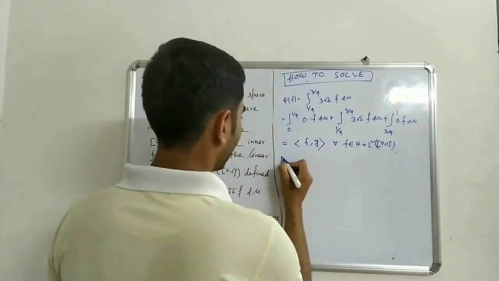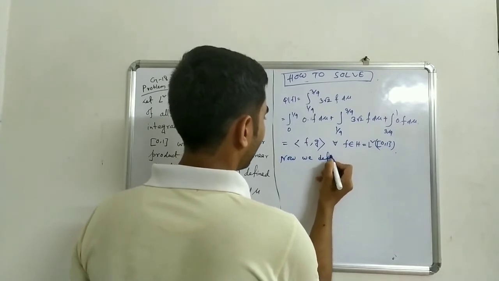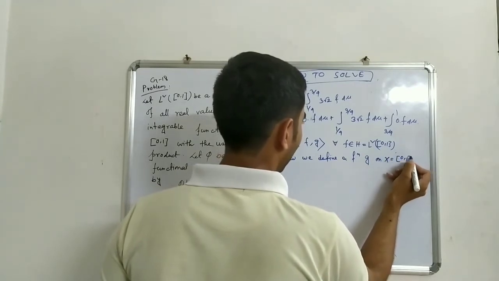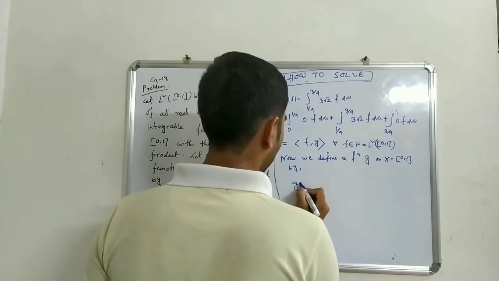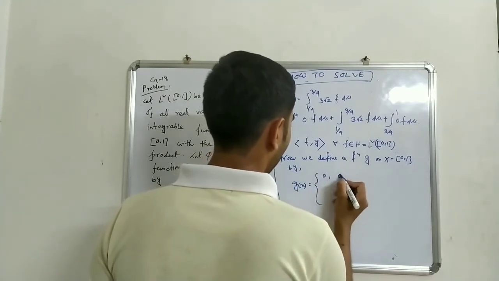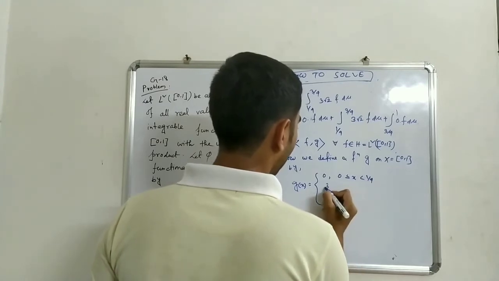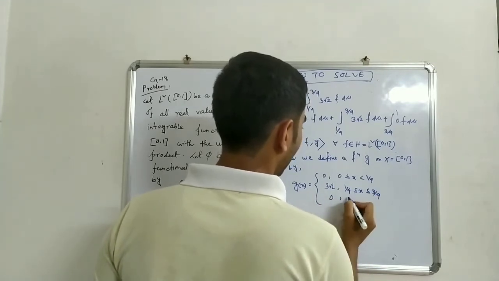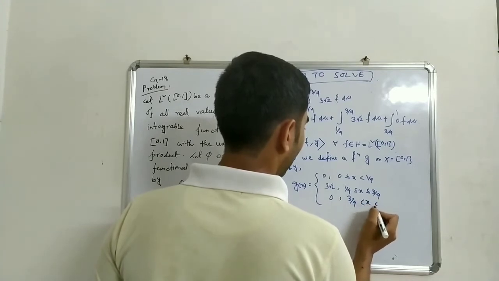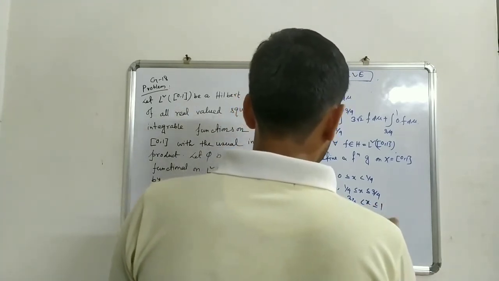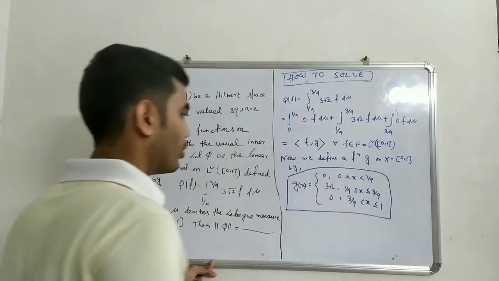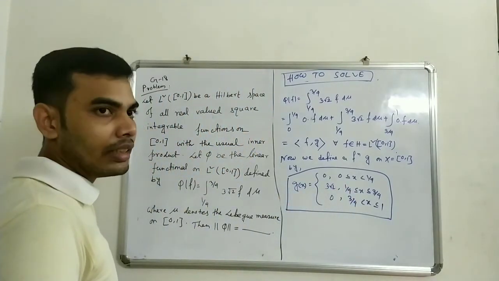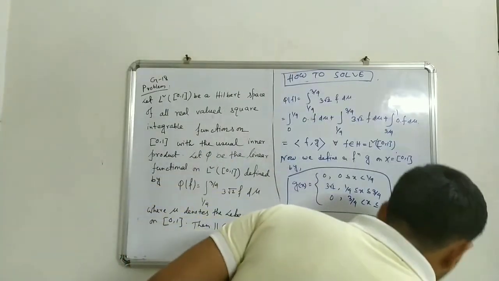Now we define a function g on x in closing interval 0 and 1 by g of x is equal to 0 for 0 less or equal to x less than 1 by 4, and 3 root 2 for 1 by 4 less or equal to x less or equal to 3 by 4, and 0 for 3 by 4 less than x less or equal to 1. So now you construct a function g of x on closed interval 0 to 1 in this way. Okay, now we have to find what is the norm of g.